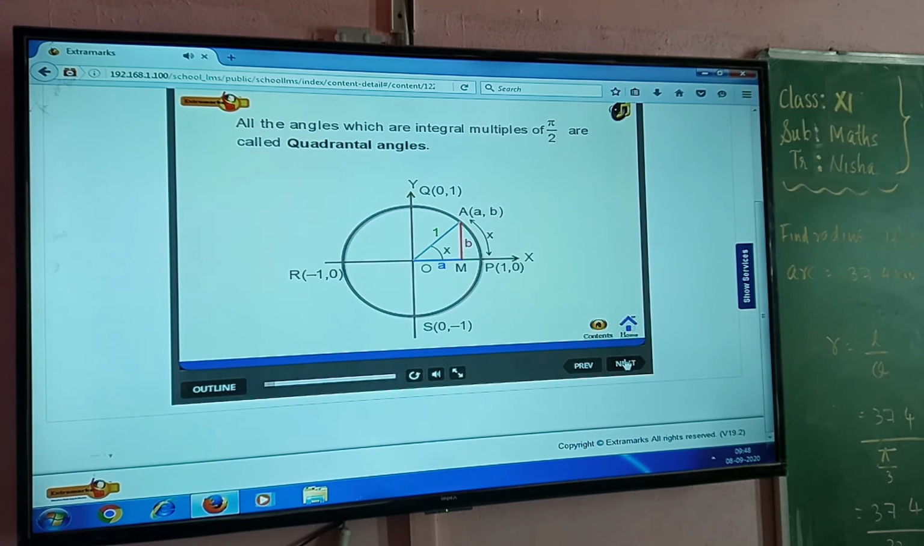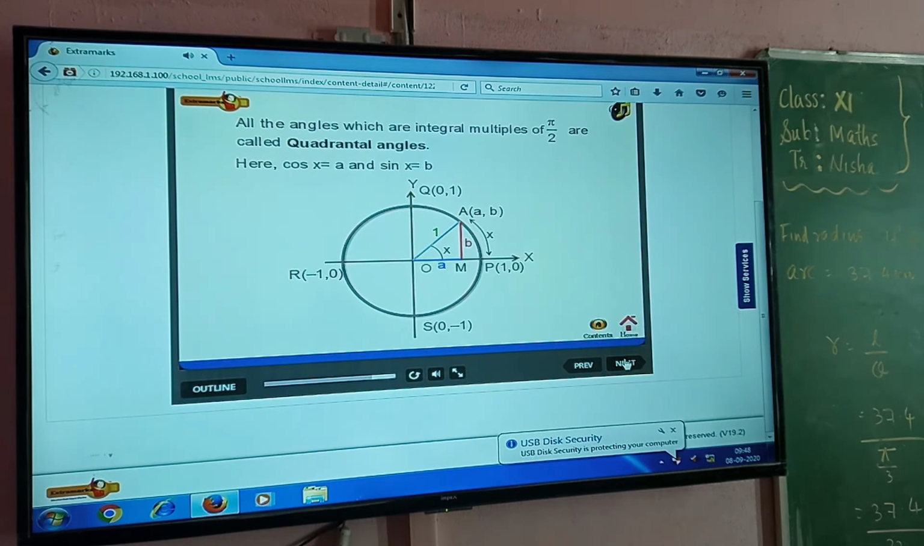All the angles which are integral multiples of pi upon 2 are called quadrantal angles. Here, cos x is equal to a and sin x is equal to b.